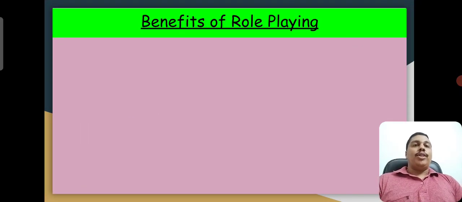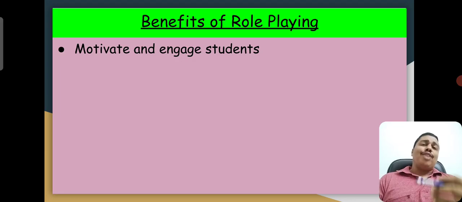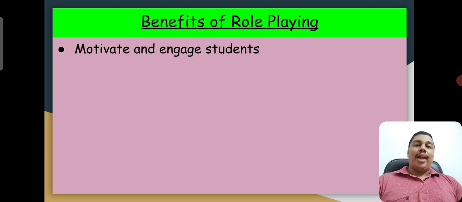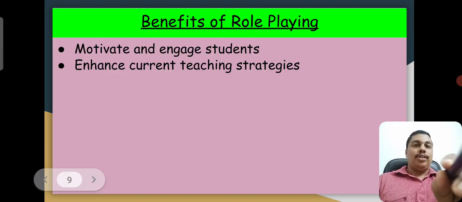And then next we are moving to benefits of role playing. While doing a particular topic or a particular problem, as in the case of a role play technique, what are the benefits they get? First one, it motivates and engages the student. Okay, actually some of the students are bored about this passive learning. By giving the action to them, they will be able to actively participate in the learning process. That is one of the best benefits as in the case of role play technique. Then it enhances current teaching strategies. That is also another benefit based on this method of teaching.